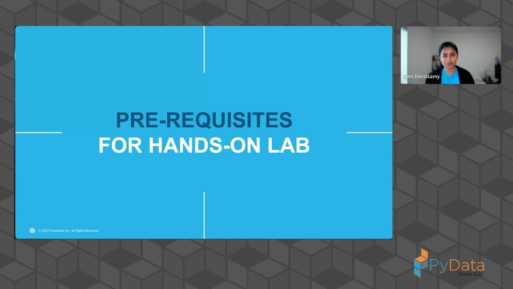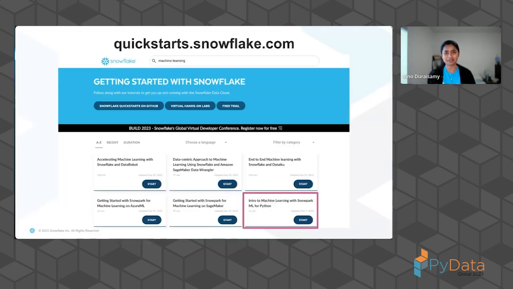Since we're all tuning in online from our own homes, I'm assuming that we have a good internet connection to download all the prerequisites that we would need. First thing, I want us all to go to quickstarts.snowflake.com, where you will find tons of quick starts about how to get started with different Snowflake features. Today, we're going to be focusing on building an end-to-end ML workflow, so we will go over the intro to ML with Snowpark ML for Python quick start.